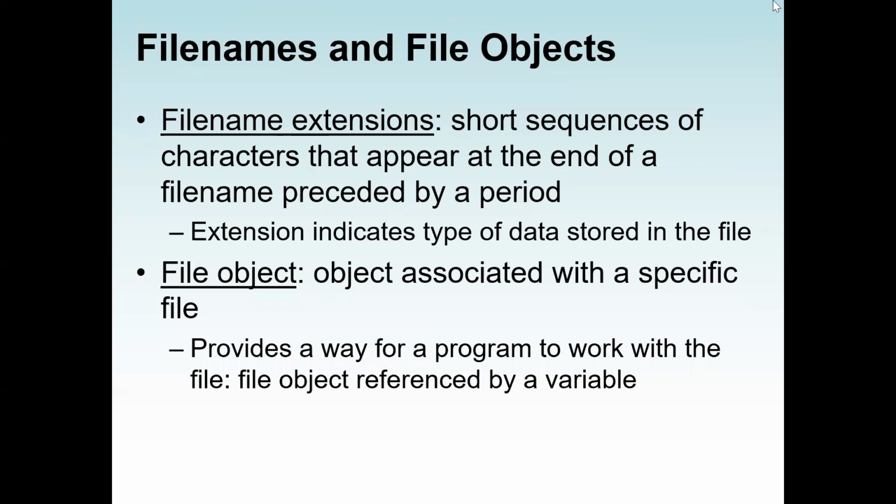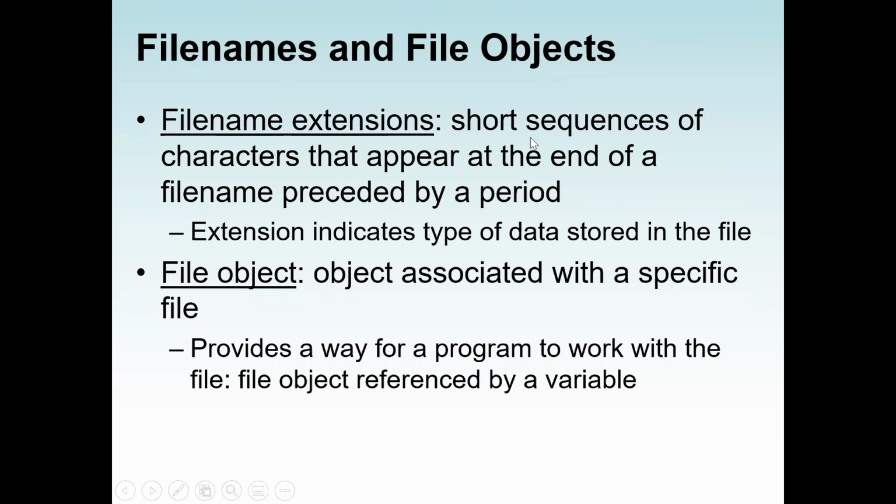So first, every file should have a file name and also a file object. We know a file name may have an extension. For example, for an MS Word document, the extension is .doc. For a Python file, the extension is .py. For a Java file, the extension is .java.